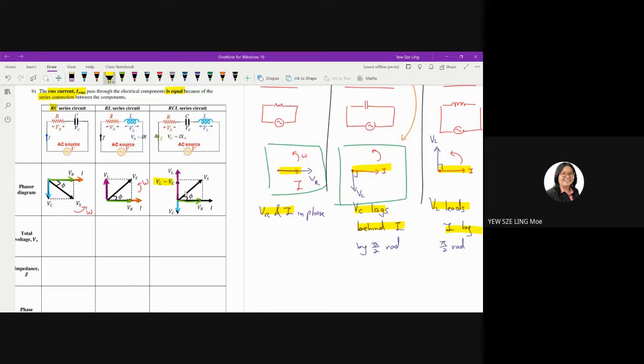All right, it depends on your VL and VC. If your VL is larger than VC, then yes, that is the case. Okay, this is for the case where your VL is larger than VC.